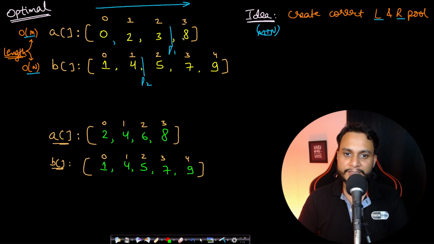Compare 4 with 8, it is in ascending order. 3 with 5, it is in ascending order. Yes. Then this is the correct partition. And since this is having a total of odd number of elements, therefore the maximum of this 3 and 4 will be the answer, which is 4 in this case.